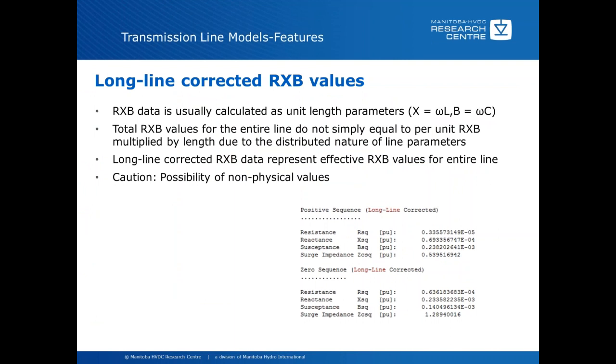So you have seen load line corrected RXB values. You may wonder what these are. Actually, transmission line parameters are calculated initially as per unit length parameters, for example resistance in ohms per meter. But what we are interested in is the total RXB values for the entire transmission line. Total RXB values for the entire line do not simply equal the per unit length RXB values multiplied by the length of the line because of the distributed nature of line parameters.